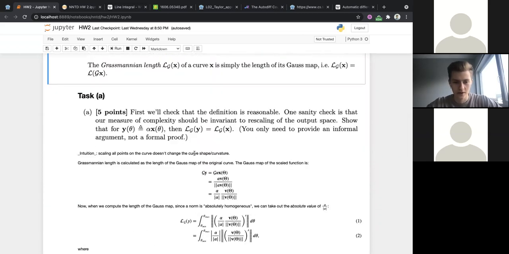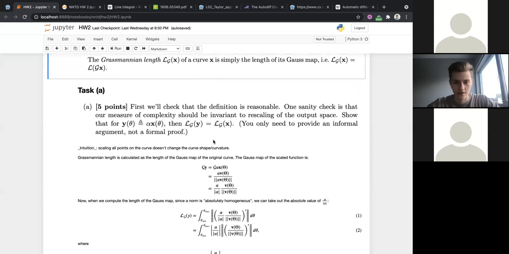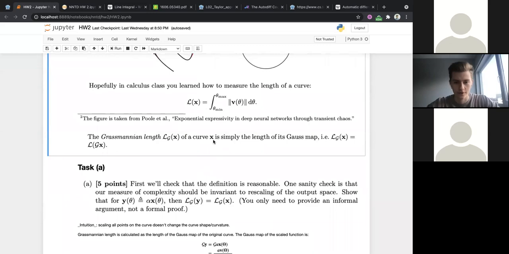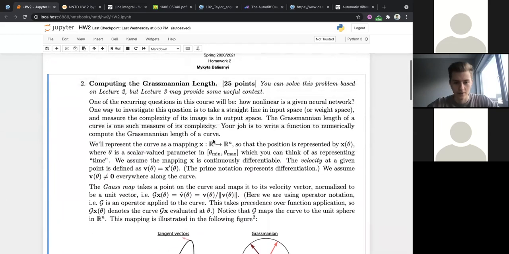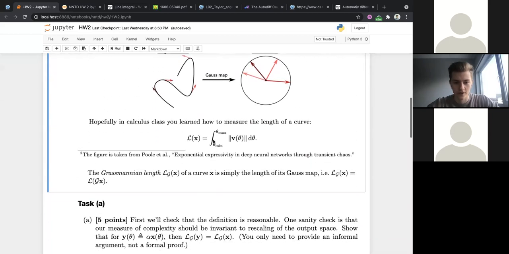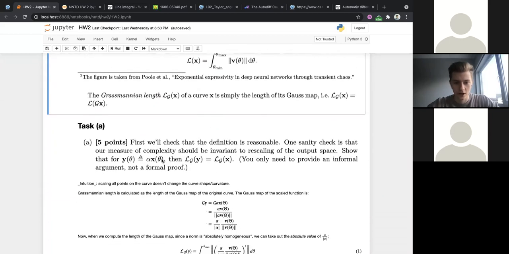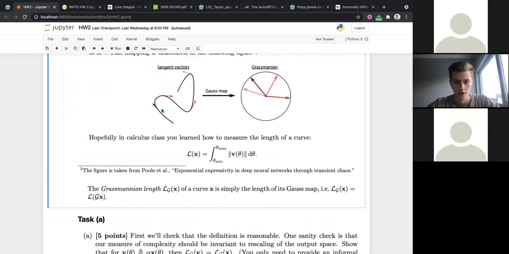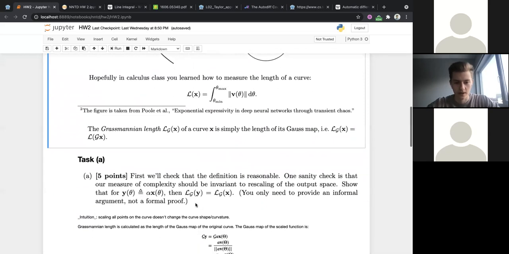So let's start with task A. Here, we'd like to make a sanity check, to make sure that the Grassmannian length even makes sense to calculate, as a notion of curviness. For that, let's check that if we rescale the original curve, for example make it twice as big, the Grassmannian length stays the same.